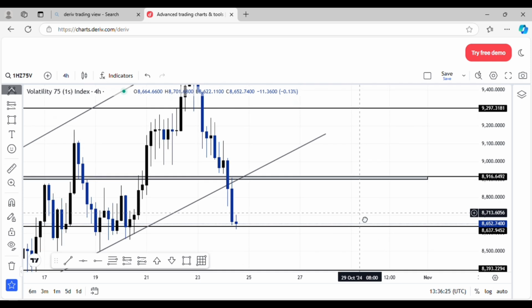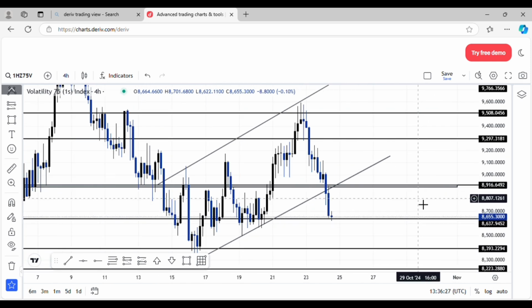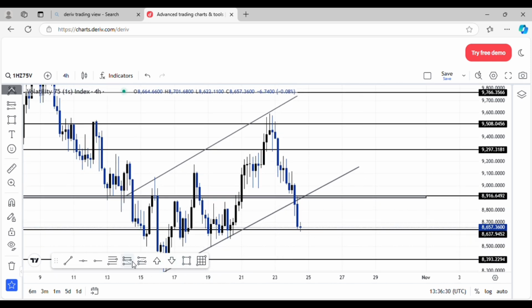So let's see what's happening. We did break the trend there. What am I looking for? I am looking for a possible entry point.